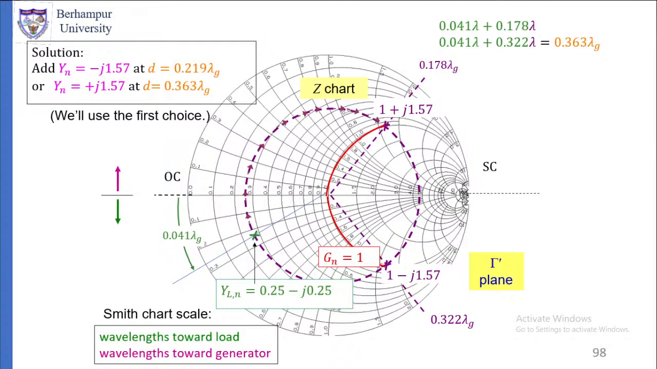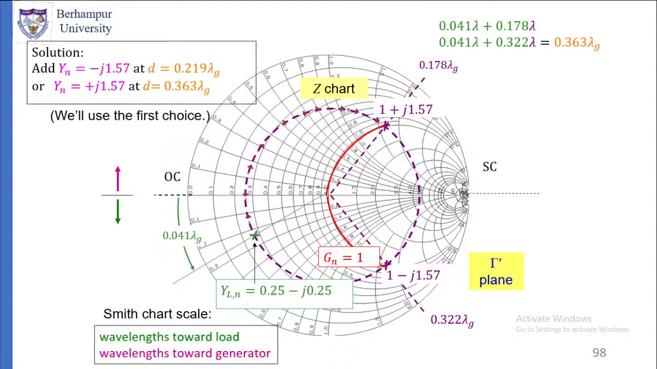So once you know what is YL, then we will find out what is YL in. From YL you find out what is YL in. That we have found out already. YL in is equal to 0.25 minus J 0.25.